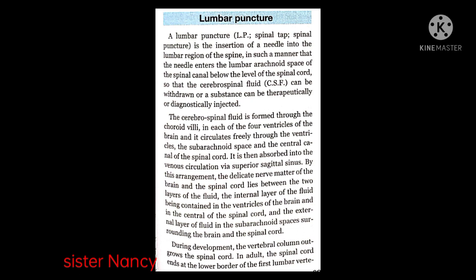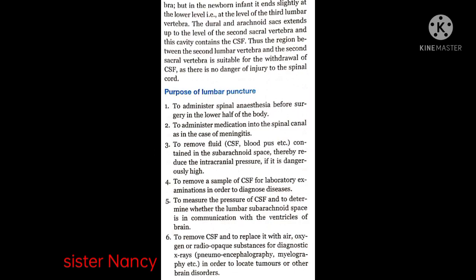In adults, the spinal cord ends at the lower border of the first lumbar vertebra, but in the newborn infant it ends slightly lower, i.e., at the level of the third lumbar vertebra. The dural and arachnoid sacs extend up to the level of the second sacral vertebra, and this cavity contains the CSF. Thus the region between the second lumbar vertebra and the second sacral vertebra is suitable for the withdrawal of CSF, as there is no danger of injury to the spinal cord.